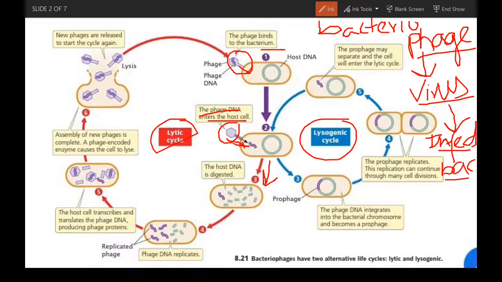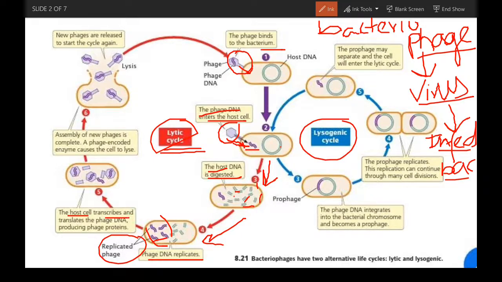Then the host DNA is digested. We are talking about the lytic cycle. The host DNA is digested and fragmented into different fragments. The circular DNA is now fragmented, right? Then the phage DNA is replicated. Here we can see the purple color; the phage DNA was the purple color, so it has replicated.